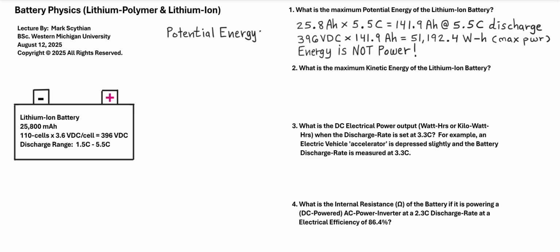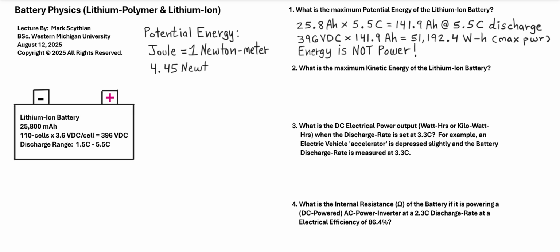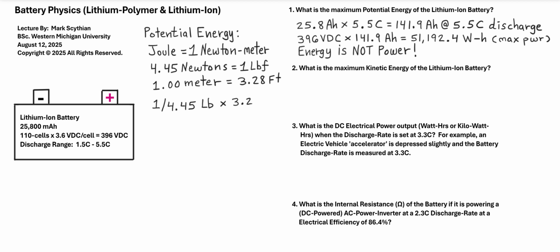So we have potential energy, which is measured in joules, and a joule is equal to a Newton meter in the metric system. And then if we evaluate how many newtons force is equal to 1 pound force, it is 4.45 newtons. And then 1 meter is equal to 3.28 feet. So if we slice a piece of the newtons value and convert it to the pounds, it would be a fraction like 0.224.